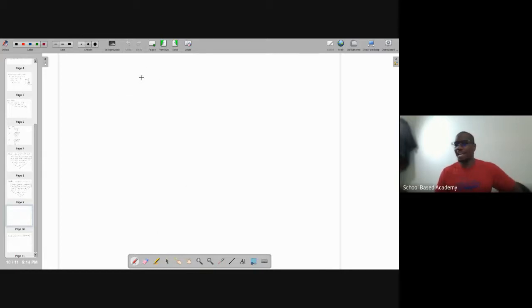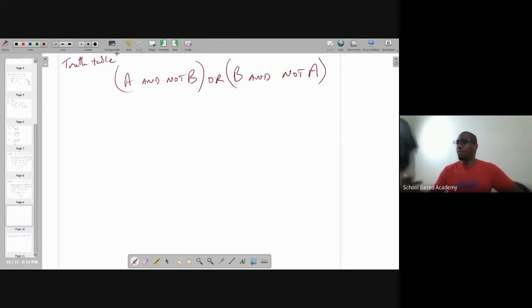So let's say we have an expression A and not B, or B and not A. So let's say we have this expression and we want to evaluate what this expression would be. And we want to create a truth table to see for all possible combinations. We are not told here what A is and what B is, right? This is not a single case. This is for all possible cases. We want to see what the output would look like for this.